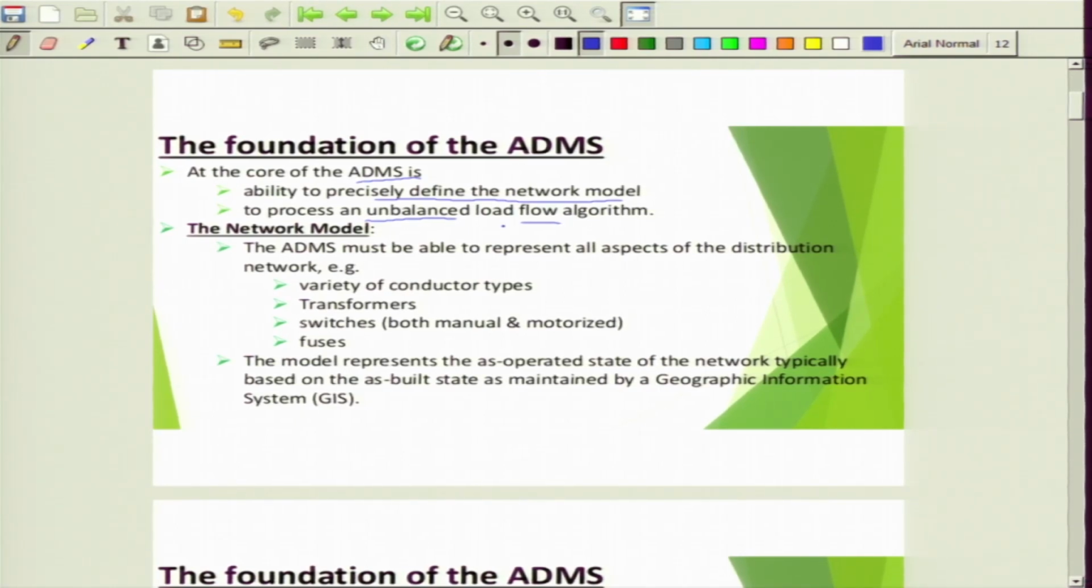The network model: the ADMS must be able to represent all aspects of the distribution network. For example, a variety of conductor types, transformers, switches, fuses. So, the model represents the as-operated state of the network, typically based on the as-built state as maintained by the geographic information system, as we call it, GIS.